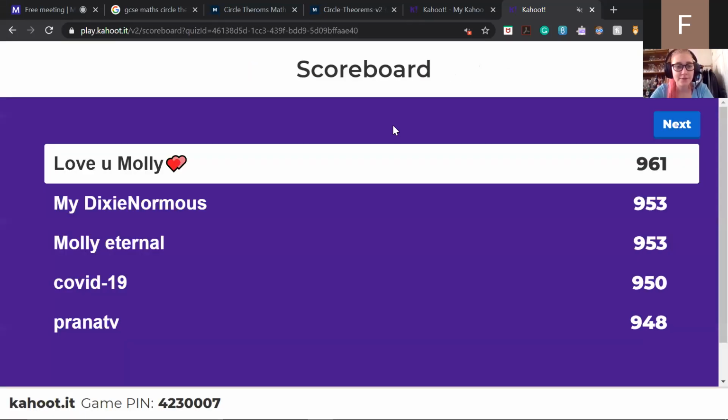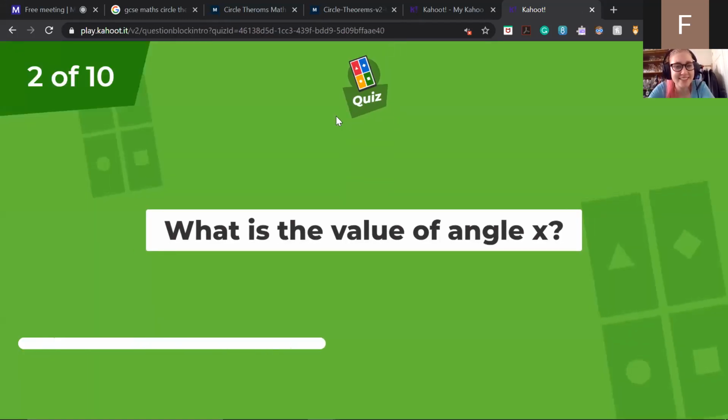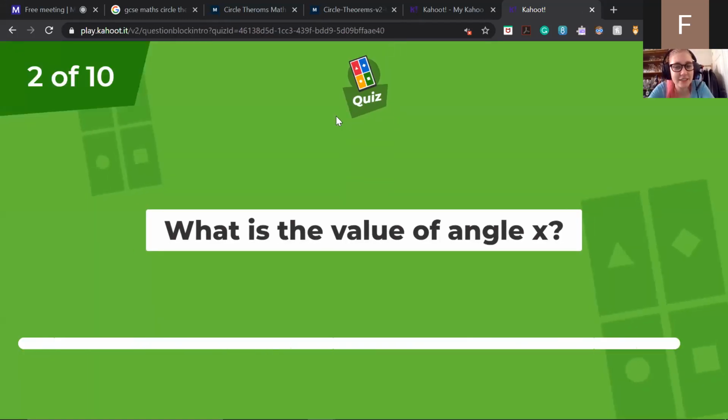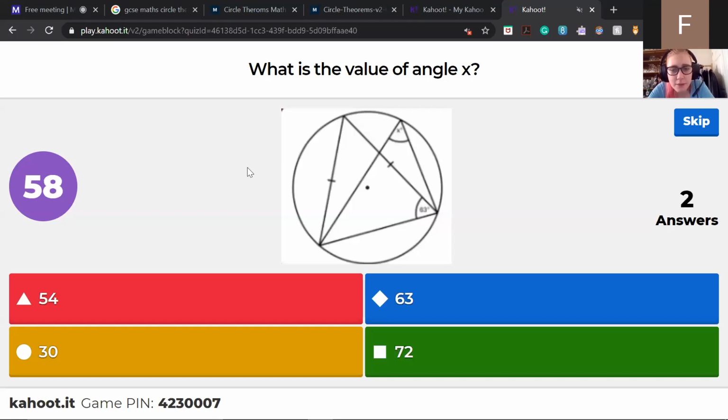Okay, next one. Oh, I didn't press next. I'm sorry, these pictures are not very good quality. This says 63 down here, and X is the one at the top.